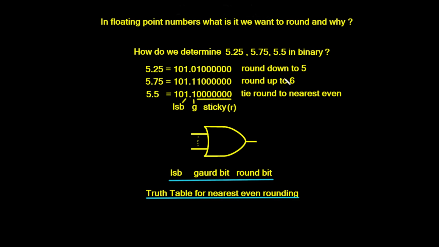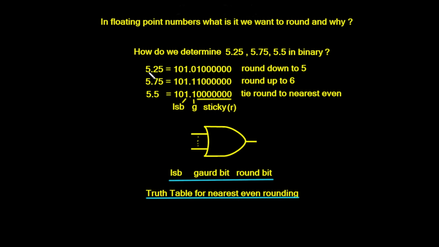So now the second part here is, how do we determine whether we are below the halfway point, for example 5.25, or if we are above the halfway point 5.75, or whether we're exactly on the halfway point 5.5 in terms of our binary numbers. So you can see here the numbers I've used are slightly different from the previous page, but that doesn't matter, it just makes it a little bit easier.